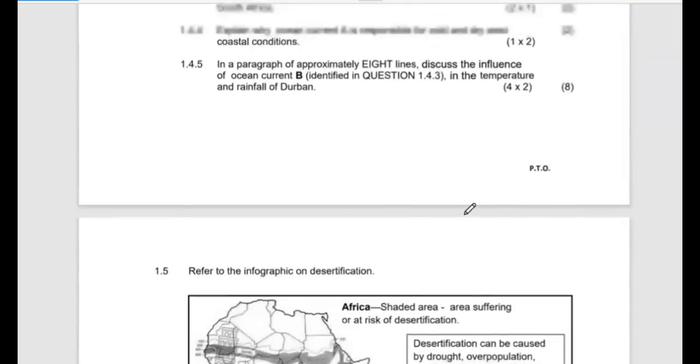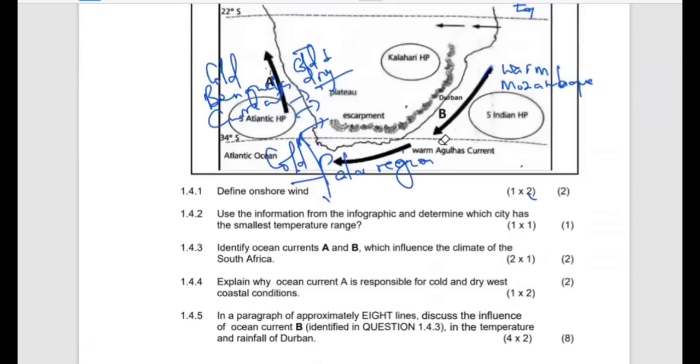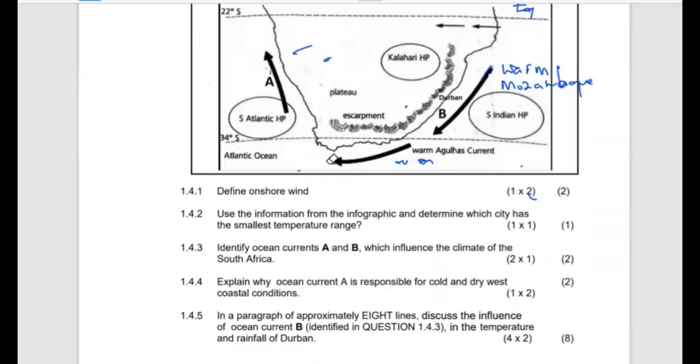So that is basically the idea of what you must highlight, what you must explain to justify the fact that there is rainfall and warmer temperatures over Durban because of the warm ocean current, which is the Mozambique current. Right, moving on to the next question.